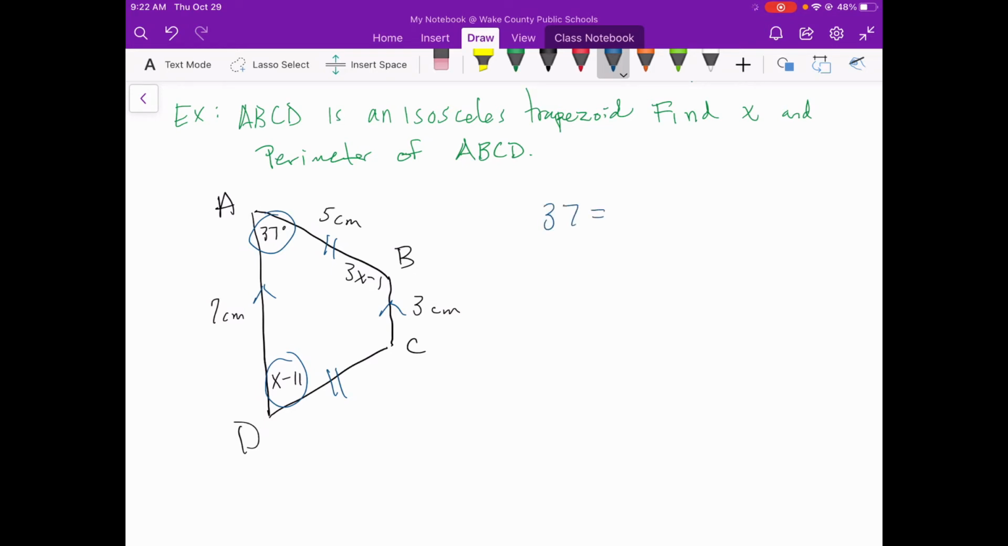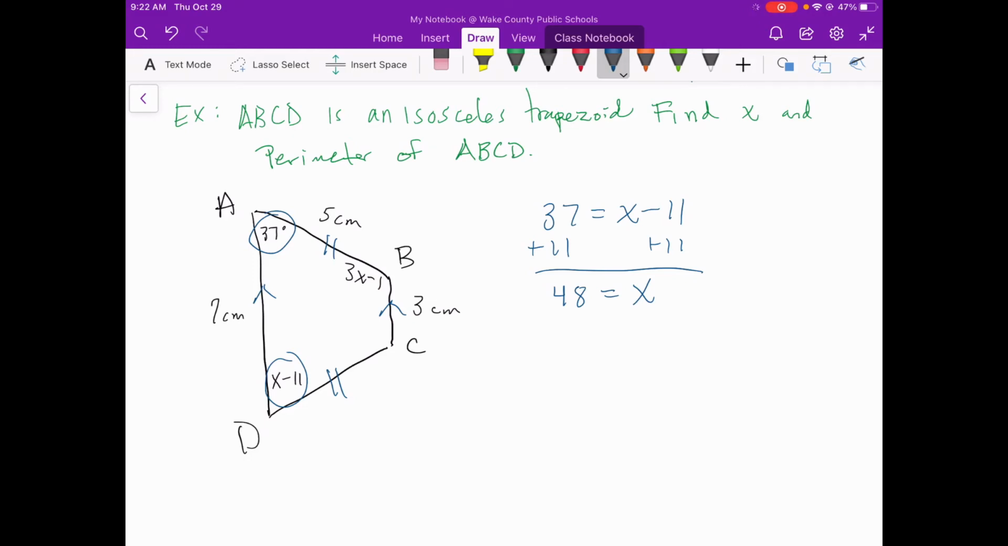So 37 is equal to X minus 11. And I'm just going to add 11 to both sides in order to get X by itself. And that's going to give me 48 is equal to X. So again, I could check my work to make sure I did it right by making sure that angle A and angle B add up to 180. And you'll find that that is true.